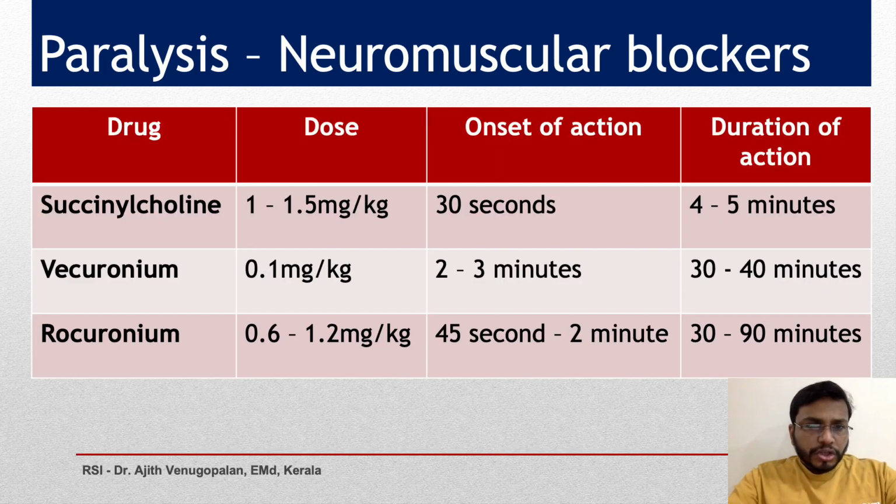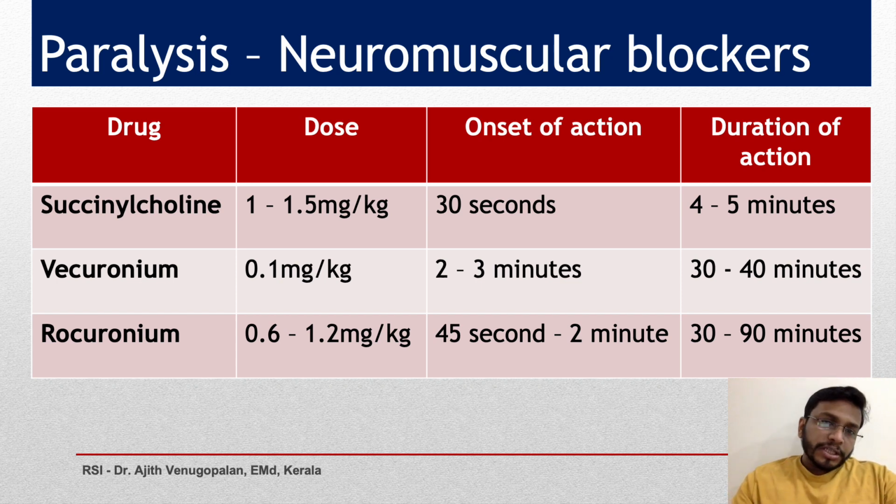Now coming to the dosage and the onset of action, succinylcholine is commonly preferred earlier. 1 to 1.5 mg per kg is the dose, 30 seconds is the onset of action, and duration of action can be around 4 to 5 minutes. Vecuronium, as I told earlier, comes in the category of a non-depolarizing agent. The dose is around 0.1 mg per kg. The onset of action is 2 to 3 minutes. So that's a hurdle that we have with vecuronium when compared to succinylcholine. The onset of action is a bit delayed. Duration of action is around 30 to 40 minutes.